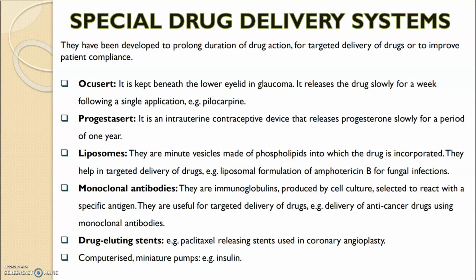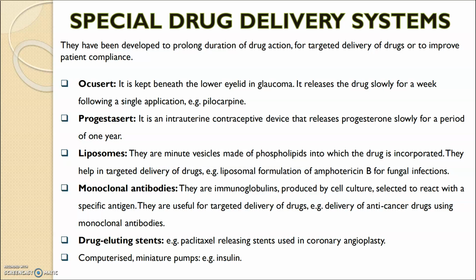Next is Progestasert. It is an intrauterine contraceptive device that releases progesterone slowly for a period of 1 year. Next, liposomes. They are minute vesicles made up of phospholipid into which the drug is incorporated. They help in targeted delivery of drugs, for example, liposomal formulations of amphotericin B for fungal infections.